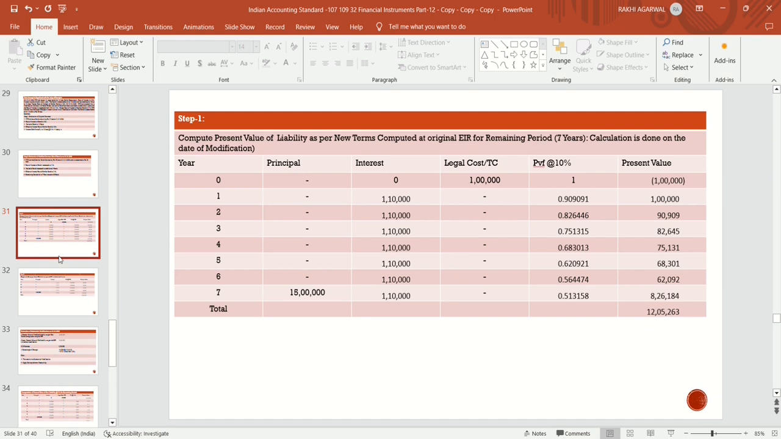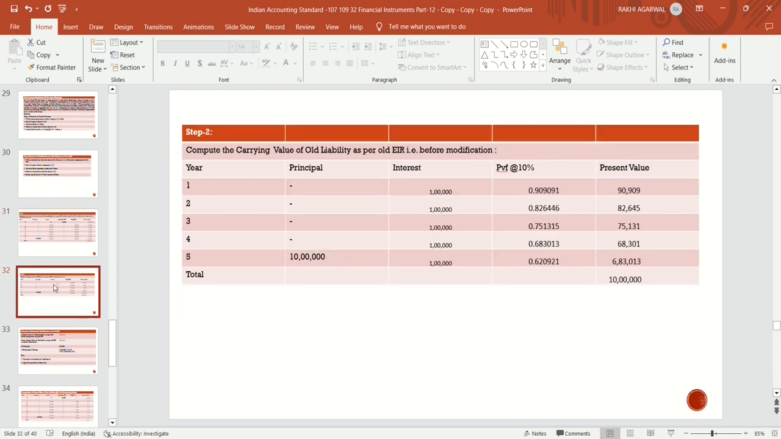In the same way, we have to calculate in the 7th year the principal plus interest to be paid. So principal is 15 lakhs, interest is 1 lakh 10,000, present value factor is 0.51315. So it becomes 8,26,184. So the total present value of the liability as per new terms is 12,05,263.